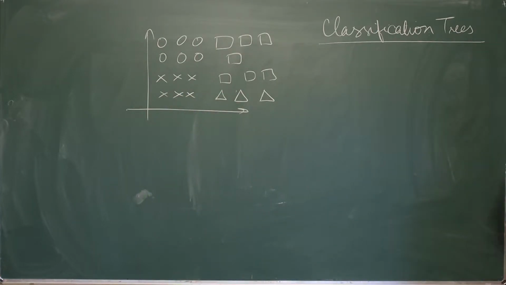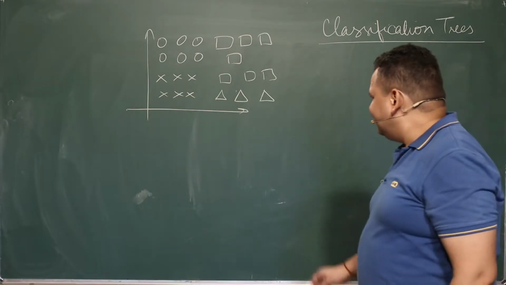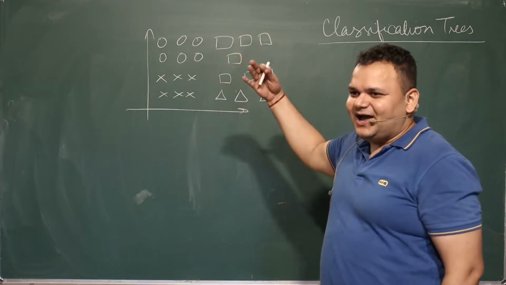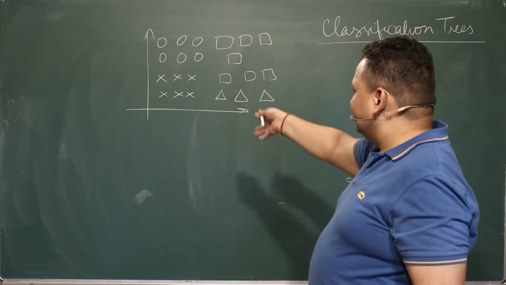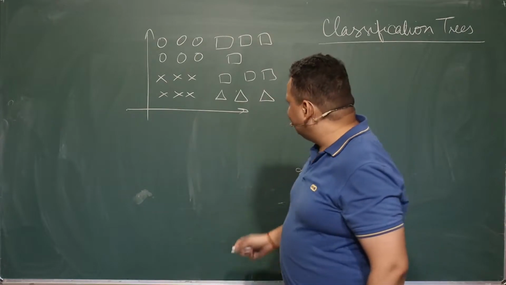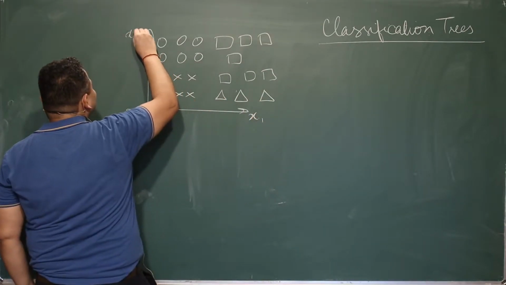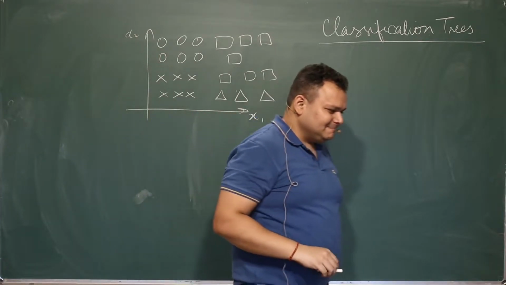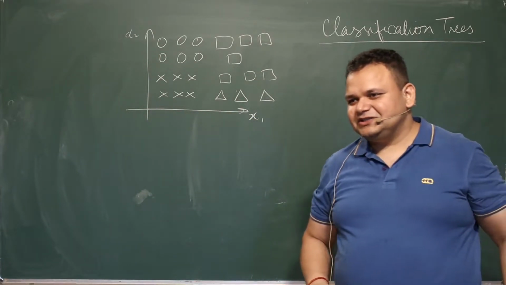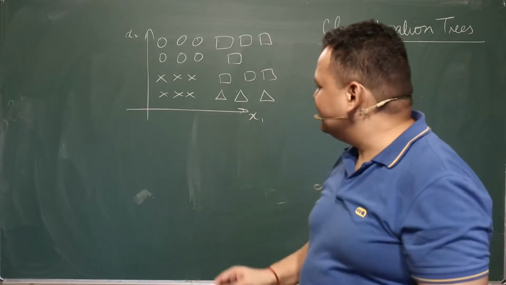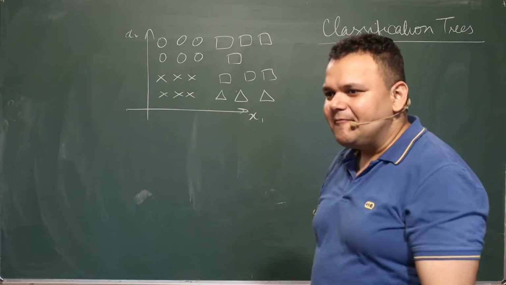Okay, what kind of partitions do you see? Let us forget about trees for now. Let us see how we can partition this. Let us call this x1 and this x2. What kind of partitions do you see in this particular data set?